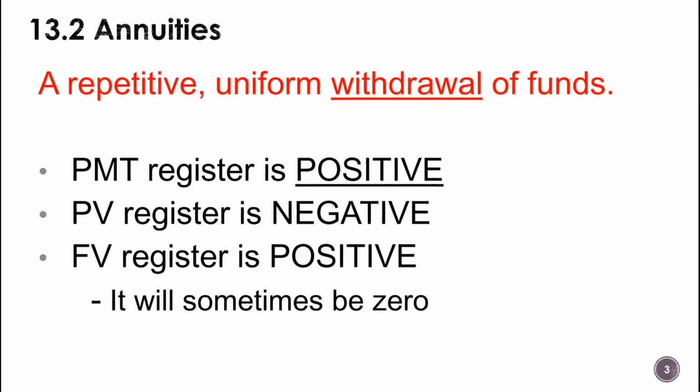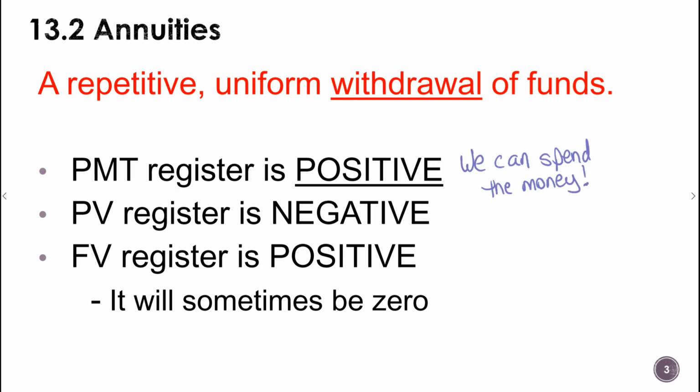So when we have this withdrawal of funds, the payment register is positive because we get to spend that money, right? We're getting a withdrawal. We can spend the money, and that's why we make it a positive.